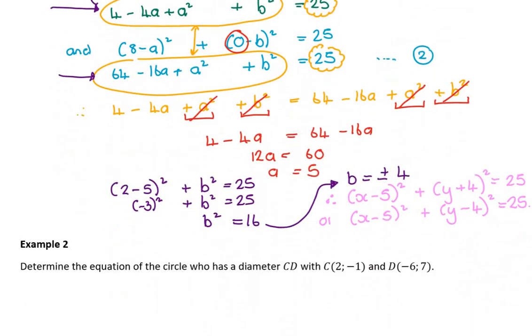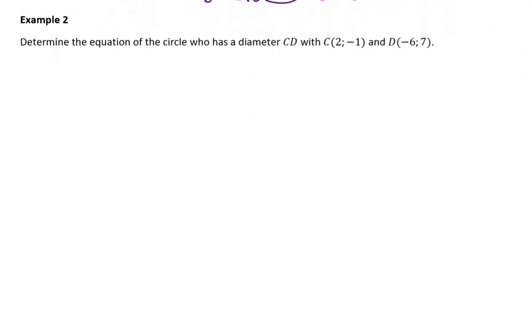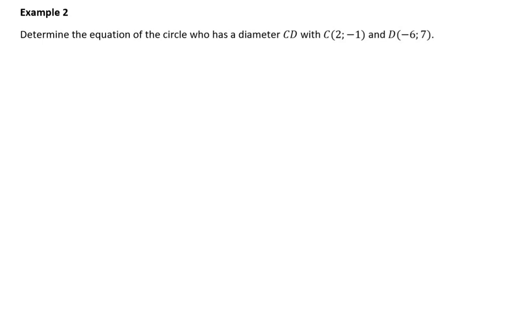Right, really nice question. Let's look at another one. Determine the equation of the circle that has a diameter of CD, and they've given you the coordinates. Now, if I'm really struggling, I draw myself a picture. We never draw too accurately, but 2, -1, let's pretend it's about there. So this is C at 2, -1, and D is at -6, 7. So D is somewhere around there, -6, 7.